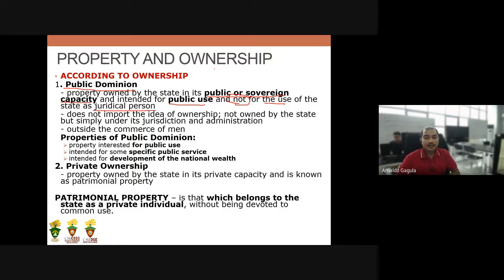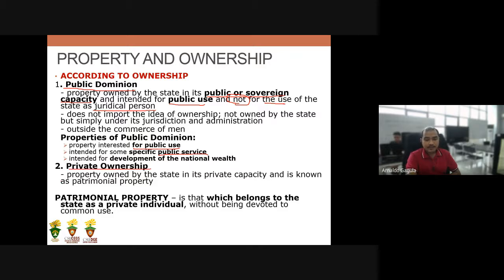All right. So some examples of properties in public dominion is property intended for public use, for example, roads. Intended for some specific public service, for example, locations and buildings of the government intended for the development of the national wealth. Those are examples of public dominion properties.